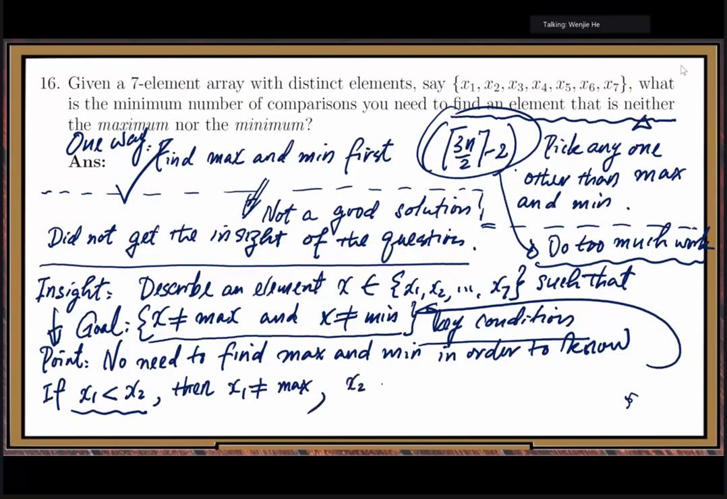Similarly, x2 is the larger one, and the larger one cannot be the minimum. See? So with one comparison, you get this much information: x1 is not maximum, x2 is not a minimum. Think about that. Can you find a way along this direction to answer this question?